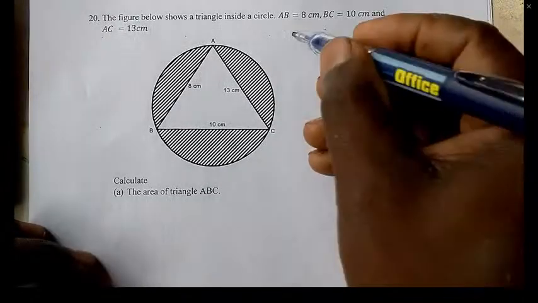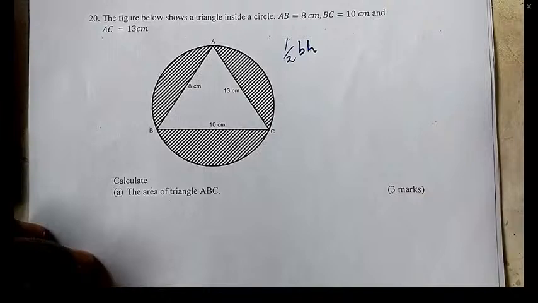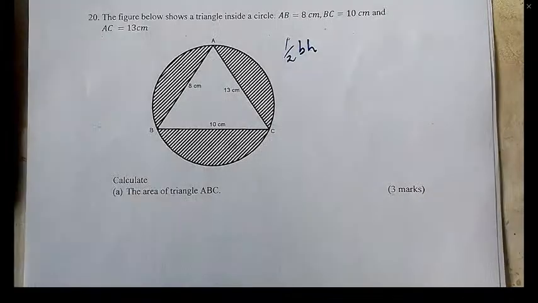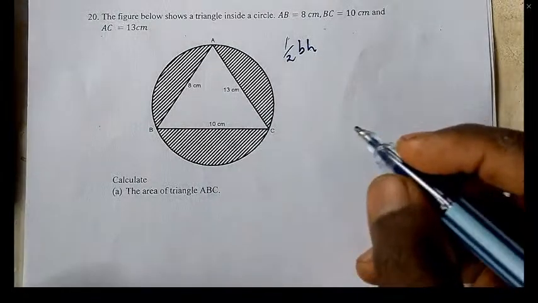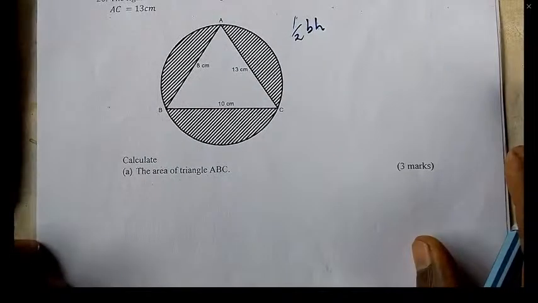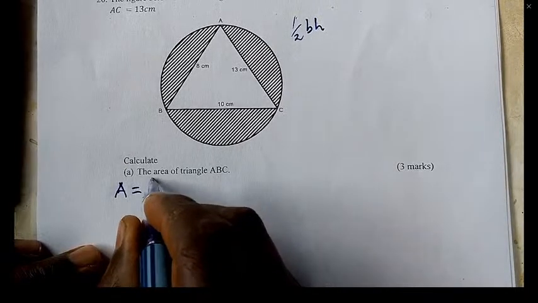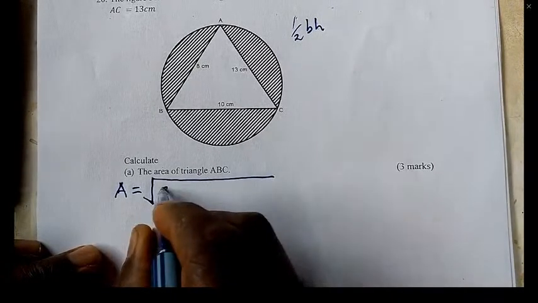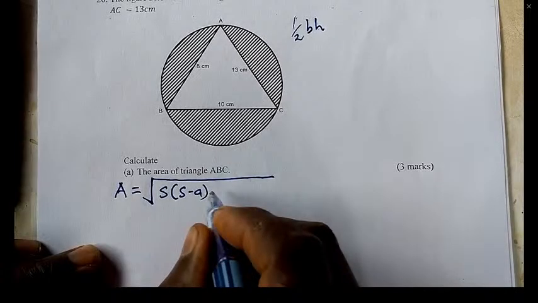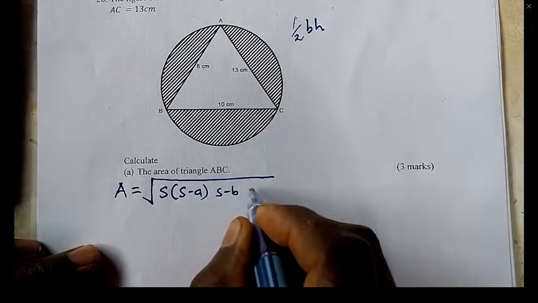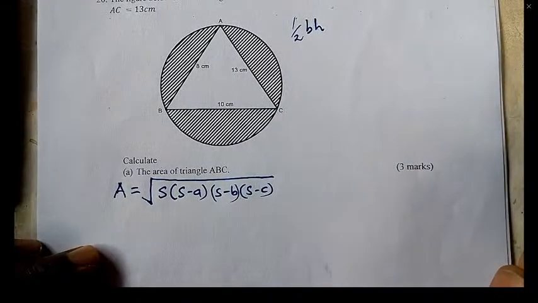Tunajua tungekuwa na height tungefanya tu a half base times h. Lakini sasa tukipewa hii triangle ambayo ni scalene, what we do, we use Hero's formula. And the Hero's formula says that area is equal to the square root of s into s minus a, s minus b, s minus c. Right? So that's what it says.